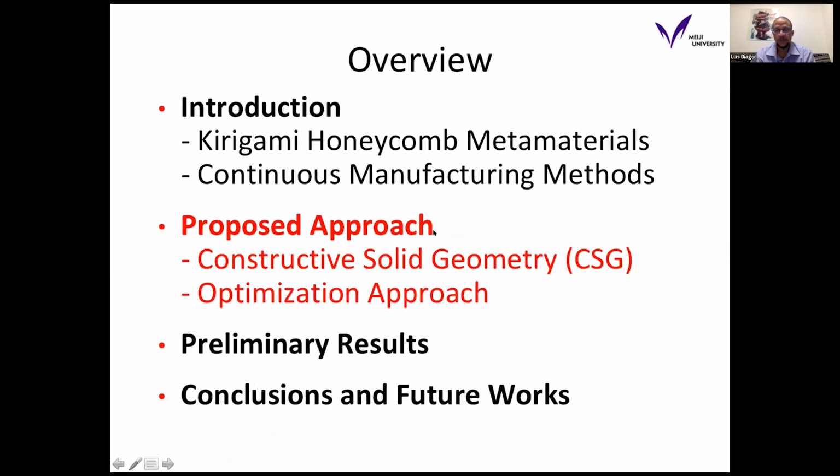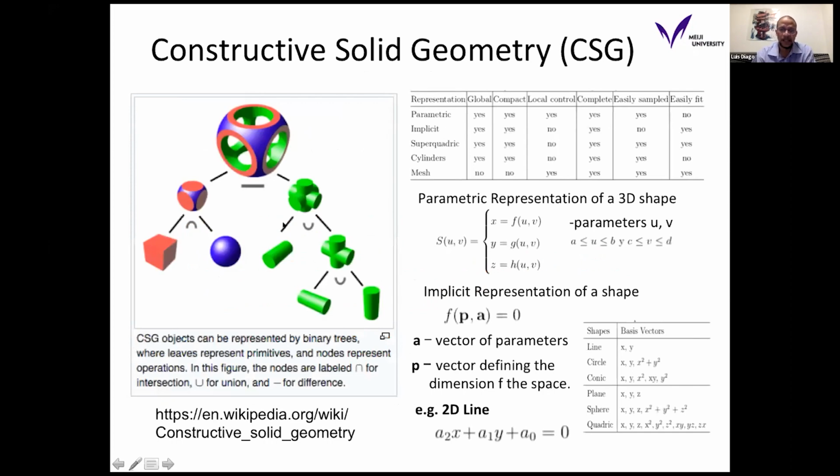Our approach is different. Instead of trying to design the shape, we use constructive solid geometry, based on some existing shape, to develop our approach. Constructive solid geometry is just a simple approach in mathematics where you have different equations to represent some shape like cylinders, spheres, or cubes, and you can combine these shapes by using some operations like union, intersection, or difference to create complicated shapes.